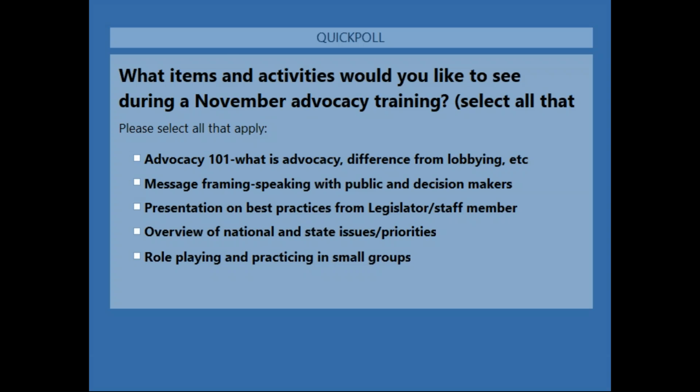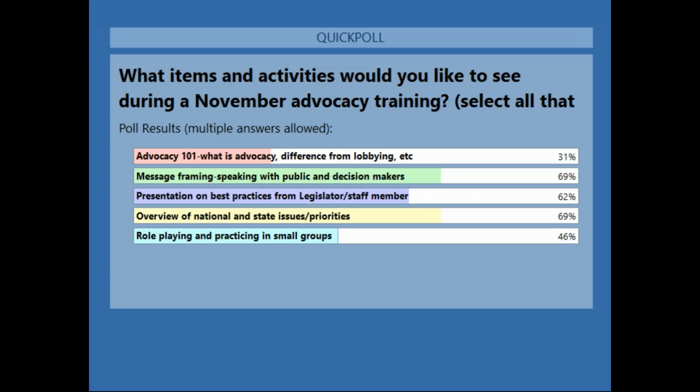And I think we've pretty much maxed out. We've got who we're going to get. So let's see. There's a tie for 69% for message framing, speaking with public and decision makers, and character limit.